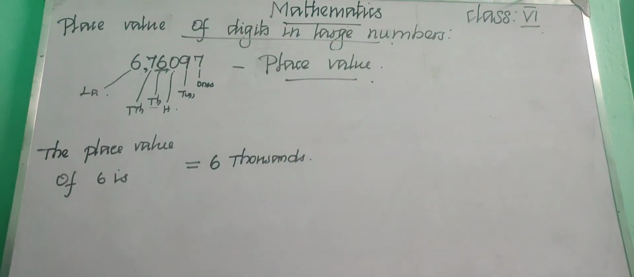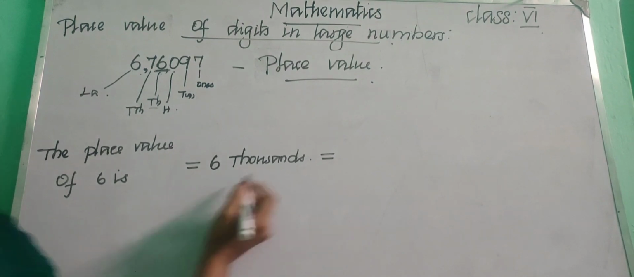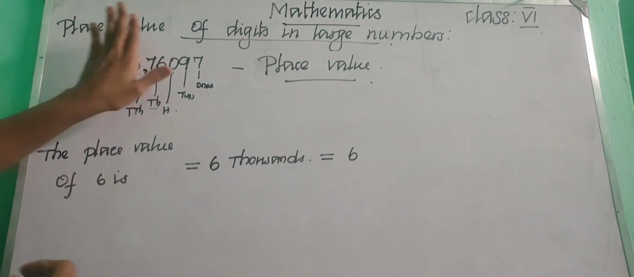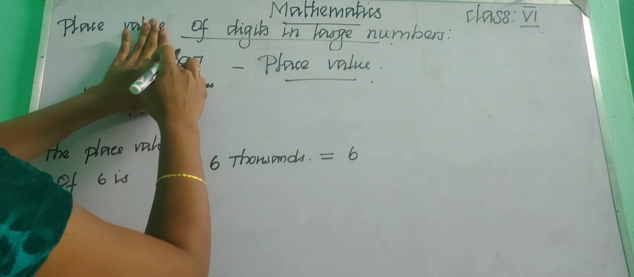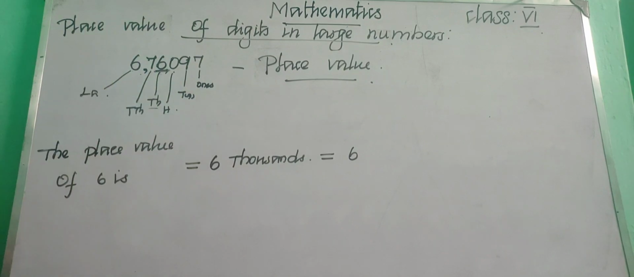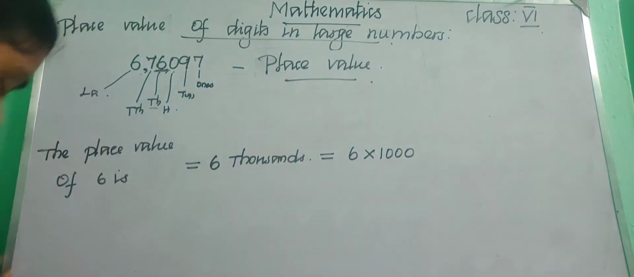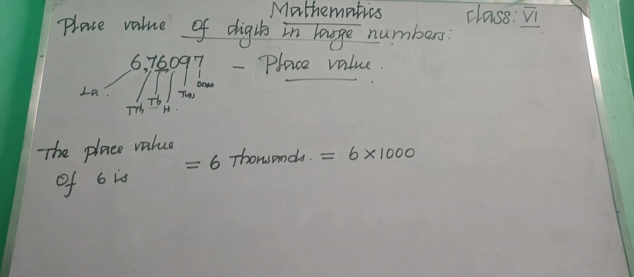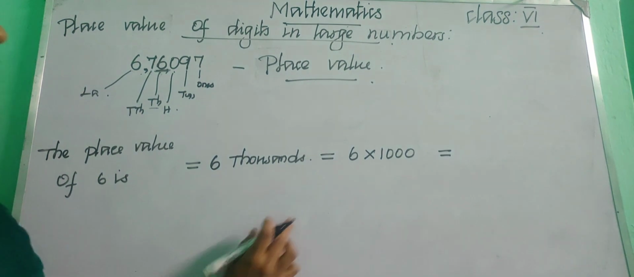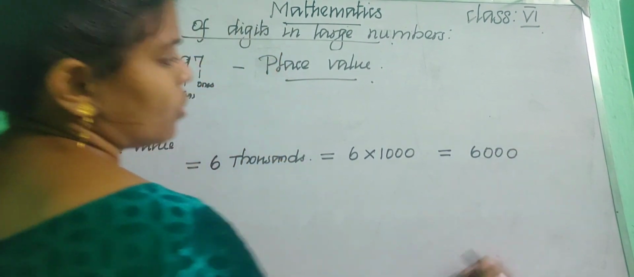Thousands. Okay, 6,000s. Children, now simply put the 6 here and then hide it. Now count the zeros: 1, 2 and 3. How many digits are we having? 3 digits. So we put the multiplication symbol and write 1,000. We need to insert 3 zeros. So what is the answer now? 6,000. Okay, 6, 0, 0 and 0.